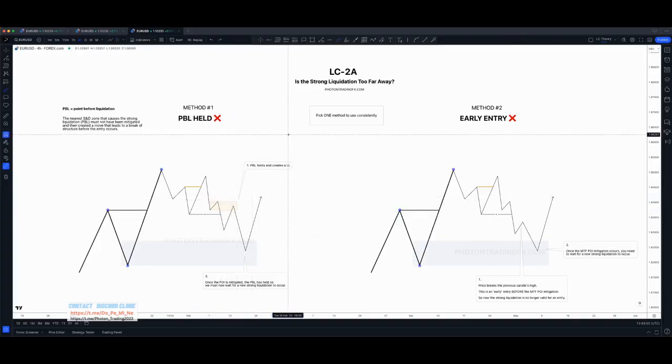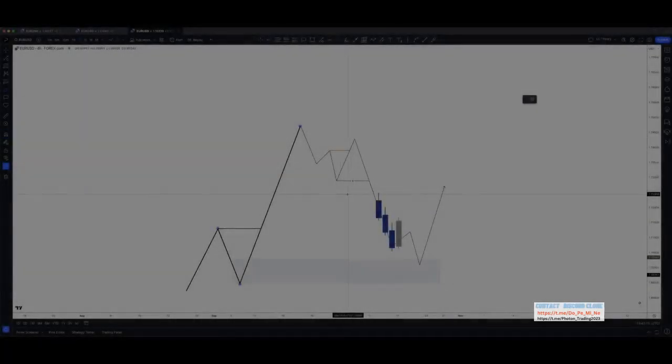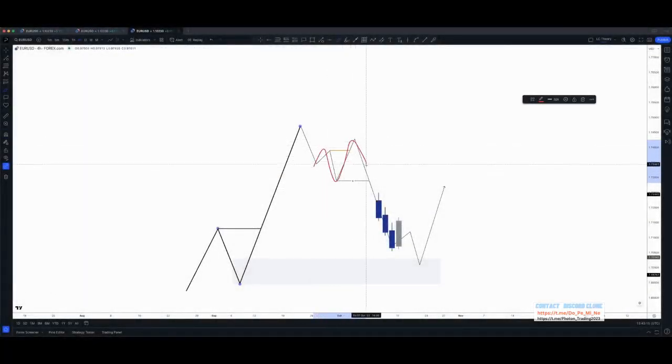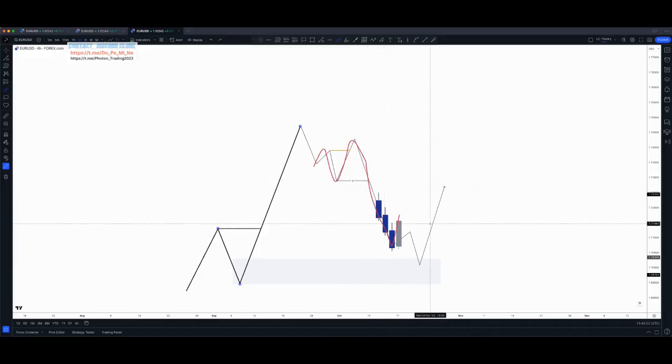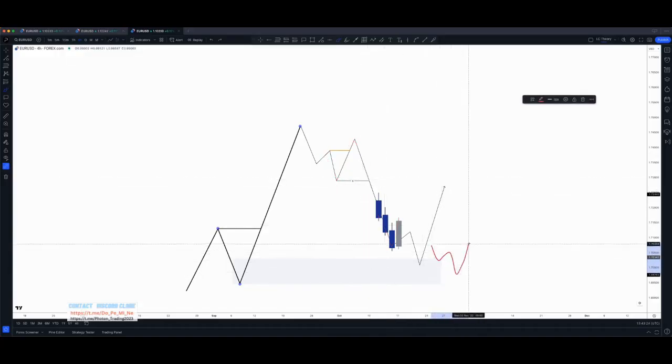Okay, so yeah, I'll just go over that one more time. If the strong liquidation occurs and price is pulling back, but then it gives that entry before we get the POI mitigation, then this liquidation is no longer valid, and you would need to see a new one form. Okay, it really is as simple as that.